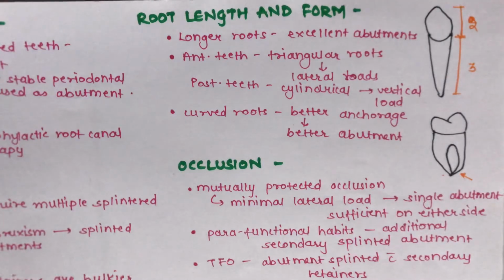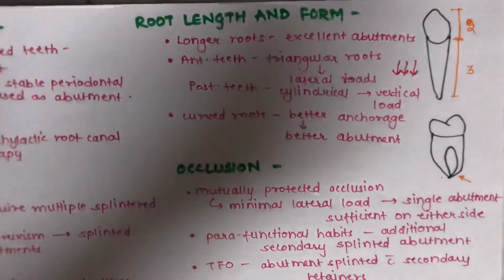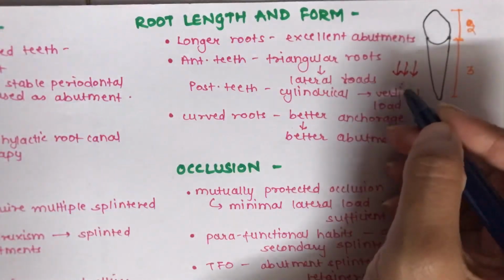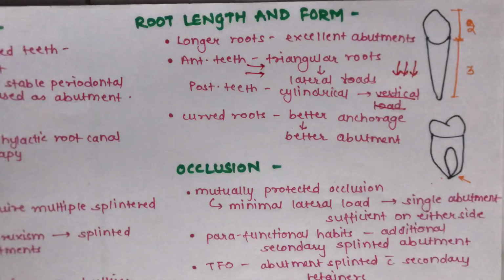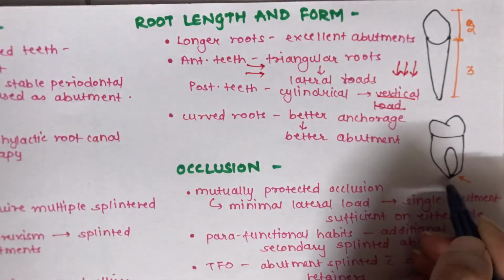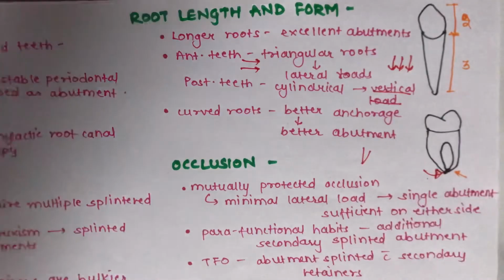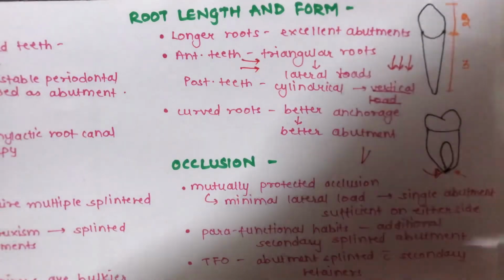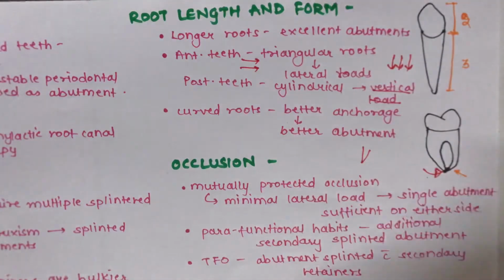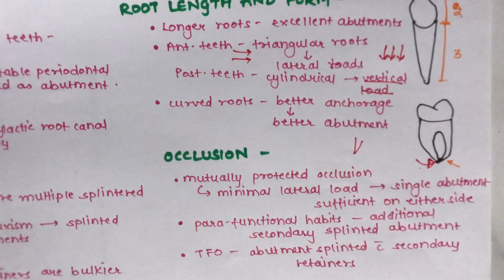Now the anterior teeth have triangular roots, and because of that they can withstand the lateral load, whereas the posterior teeth are cylindrical in shape, so they can withstand the vertical load. Curved roots often have better anchorage, and they may serve as a better abutment. So this is about the root length and the form. Longer roots are better abutments, and in form, curved roots are better abutments.